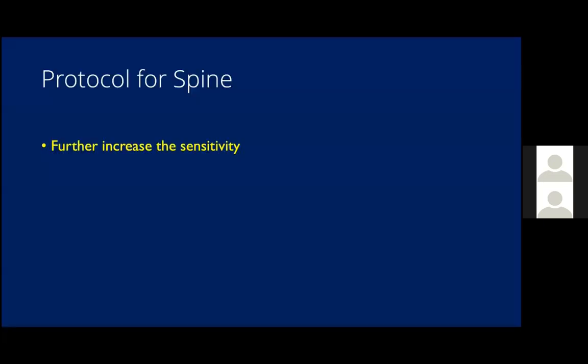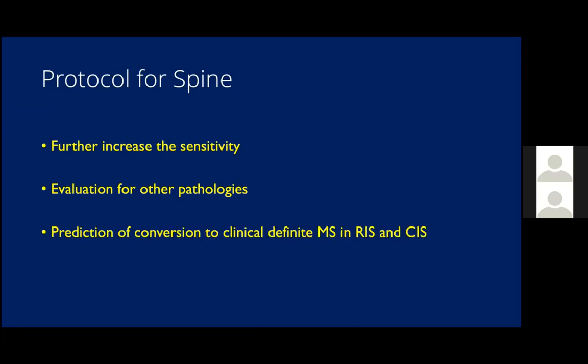And there is a special protocol for spine imaging also. Why is spine imaging important? Because it increases the sensitivity to pick up MS plaques, and it also helps us to evaluate for other pathologies such as NMO or vasculitis, because vasculitis doesn't involve the spine. Similarly, NMO has long segment involvement of the spinal cord. It also helps us to predict the conversion to clinically definite MS in RIS and CIS patients.